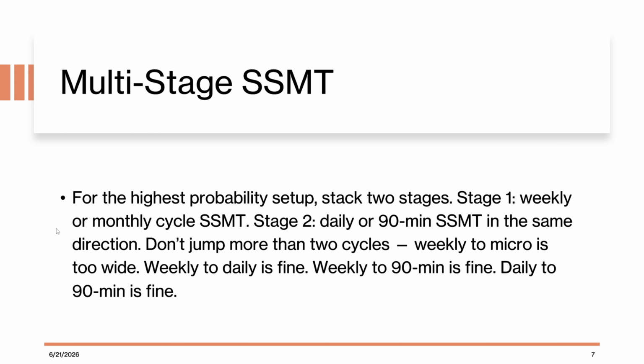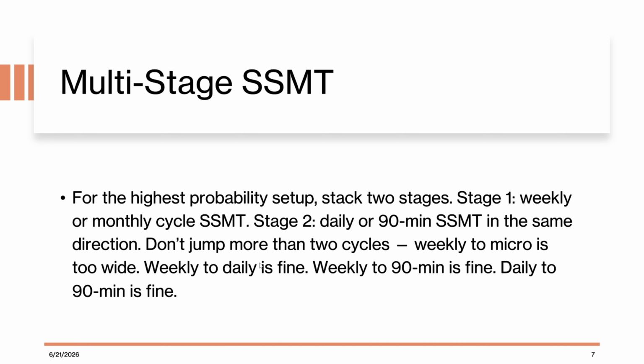Multi-stage sequential SMT. For the highest probability setup, stack two stages. Stage 1: weekly or monthly cycle sequential SMT. Stage 2: daily or 90-minute cycle sequential SMT in the same direction. Don't jump more than 2 cycles. Weekly to micro is too wide. For example, let's say you're trading on a minute chart. Your focus is on a micro cycle, for example 90-minute, 30-minute, 10-minute, whatever you have. You do not care about the weekly cycle, the monthly cycle, or the yearly cycle. What you need to pay attention to is the micro cycle.